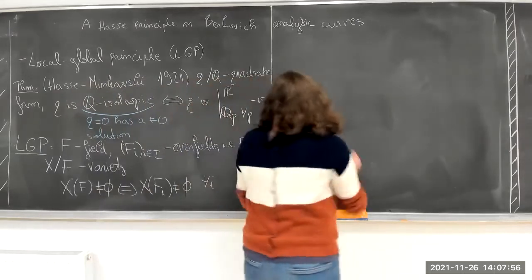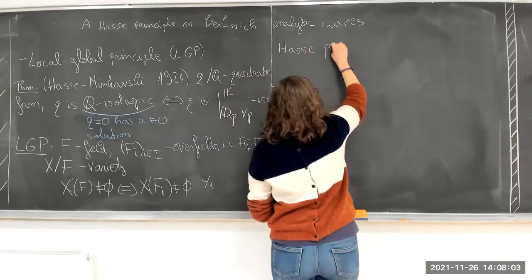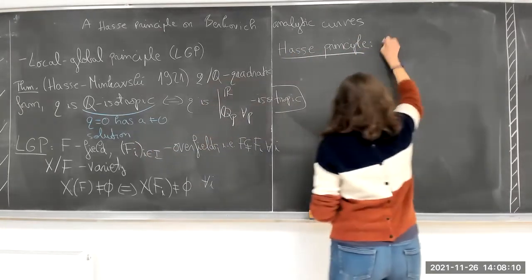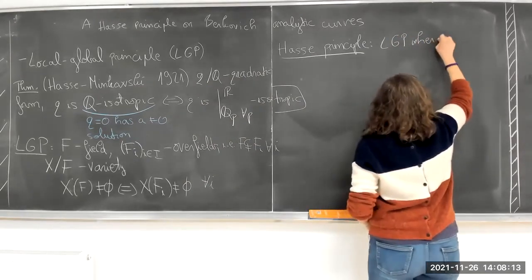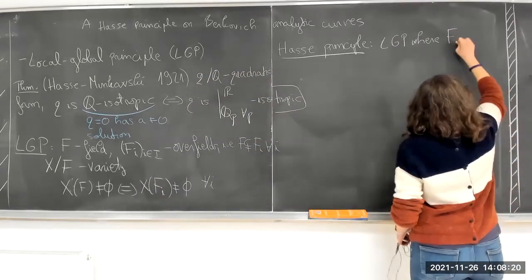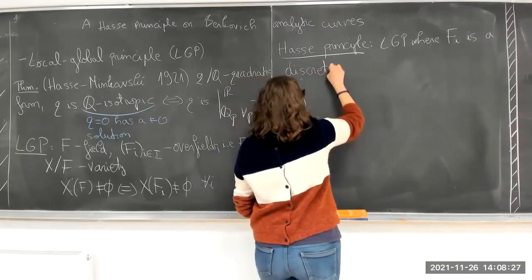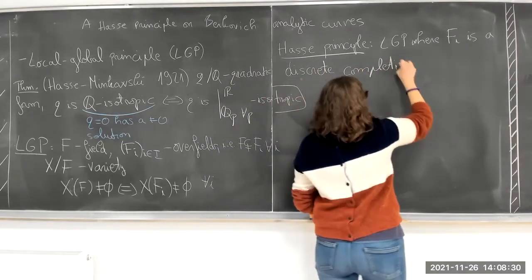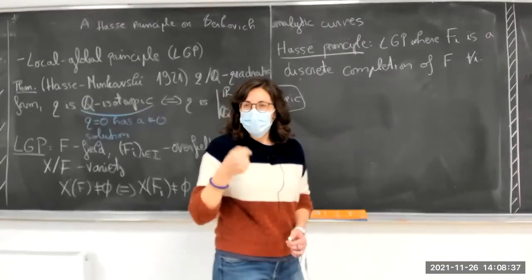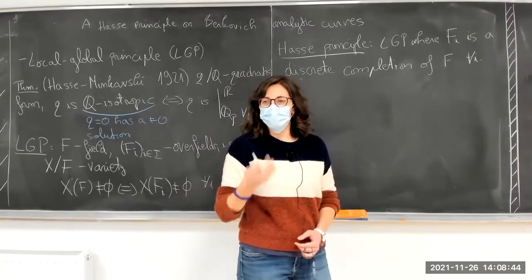Now, one very classical version of the local global principle is what I refer to in the title as the Hasse principle, which is basically a local global principle, but where the overfields are completions of F. In fact, they are discrete completions of F. So F_i is a discrete completion of F for all i. Basically this means that we take F, we take a discrete valuation on F, always of rank 1, and we take F_i to be the completion of F with respect to this discrete valuation.